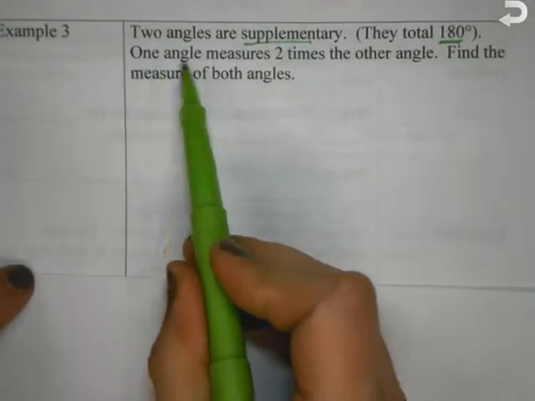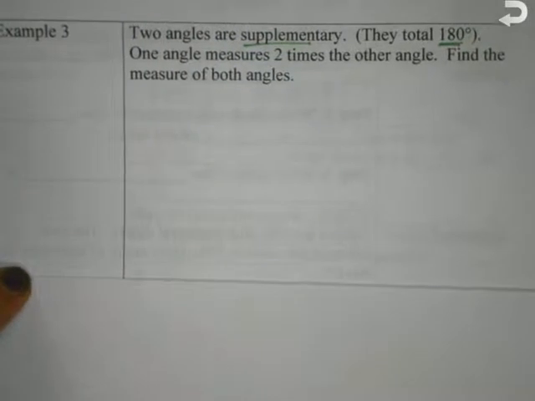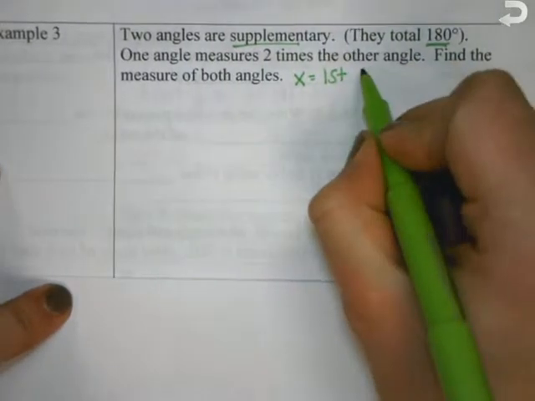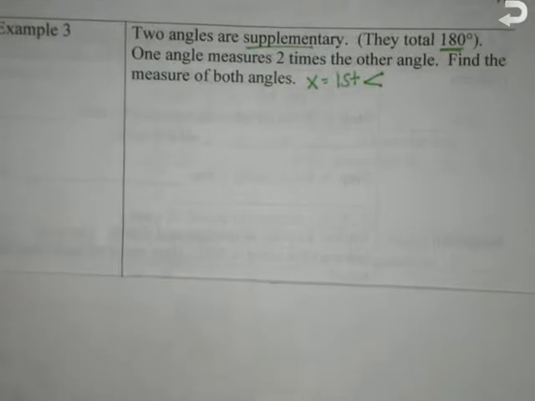One angle measures 2 times the other angle. Find the measure of both angles. So what do you want to call our angles? X and Y. So x equals first angle, and the abbreviation for angle looks like a less than sign, but you can put a line through it. And y equals second angle.